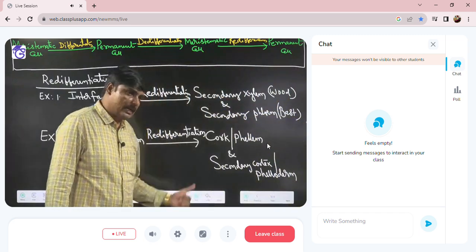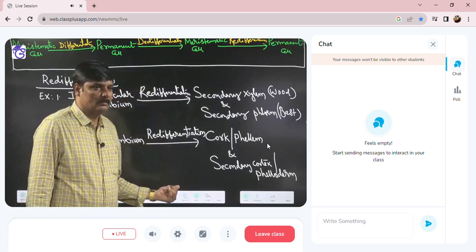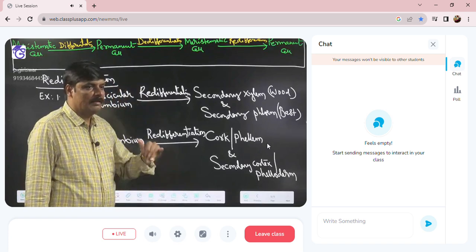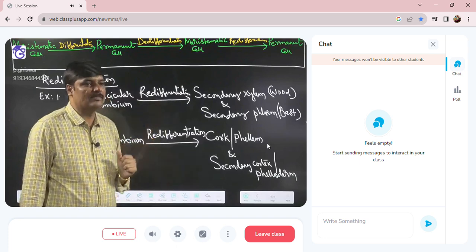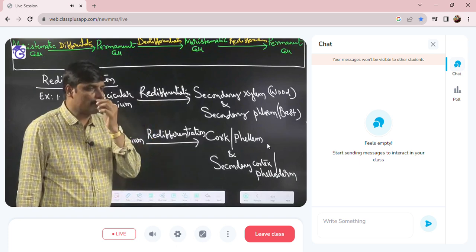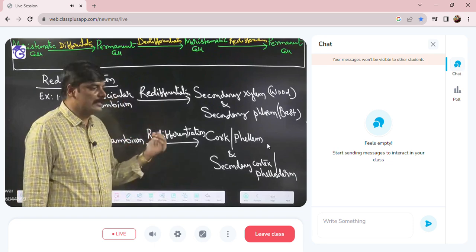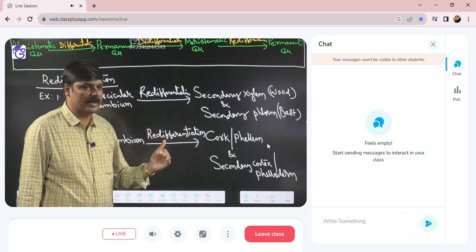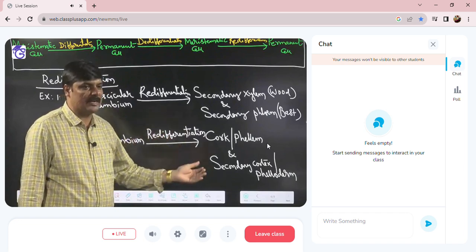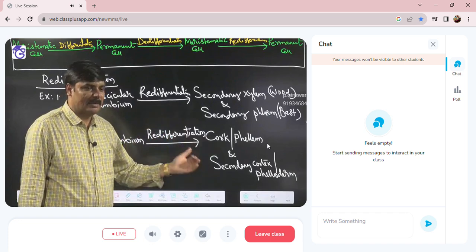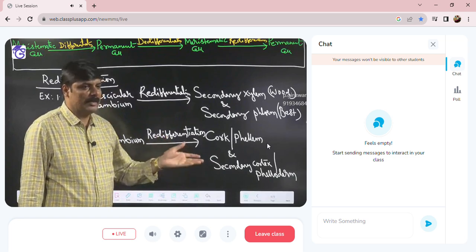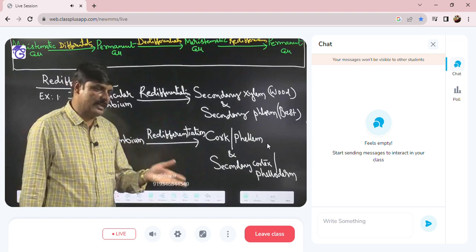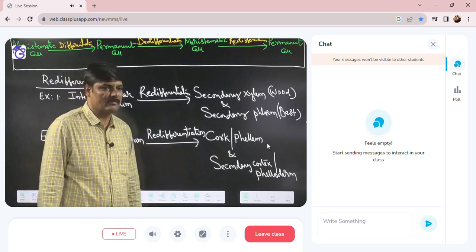It occurs in the root also. But in the root, the vascular cambium is formed directly. In the stem, first intrafascicular cambium, then interfascicular cambium, partly primary, partly secondary. But in case of root, directly vascular cambium is formed, cork cambium is formed. They are secondary in origin, secondary in function.